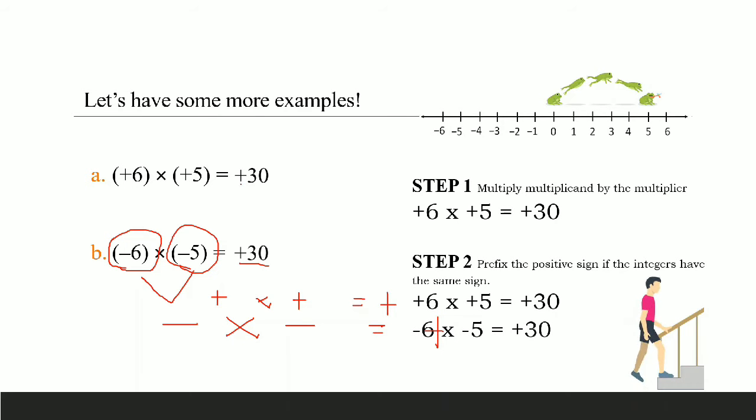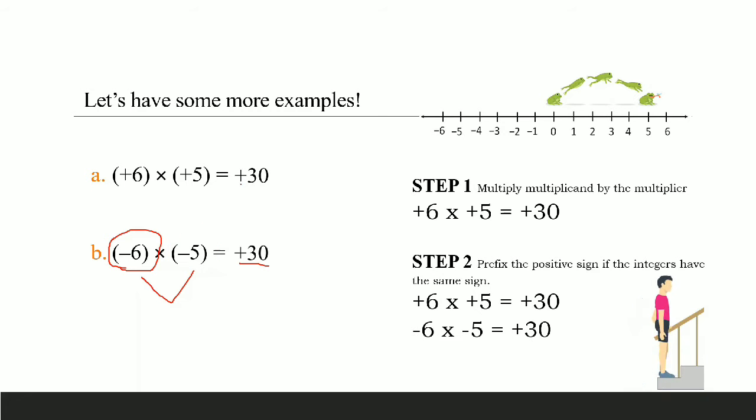Here's our rule. Step 1, multiply the multiplicand by the multiplier. That's what we did earlier. This is our multiplicand. We will multiply 6 by our multiplier, which is 5. And our answer is 30.